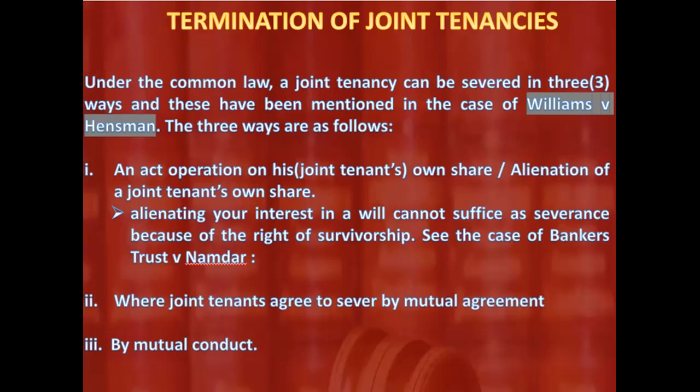But there can be a fourth way of terminating a joint tenancy. And that is what we've mentioned before. It is what we call the right of survivorship. Because when one person dies, the other person survives. The moment the penultimate person dies, the last but one, and we have one man standing, then joint tenancy has come to an end. Because the last man standing takes everything for himself. So let us now take each of these three ways mentioned in Williams and Hensman and then explain them.